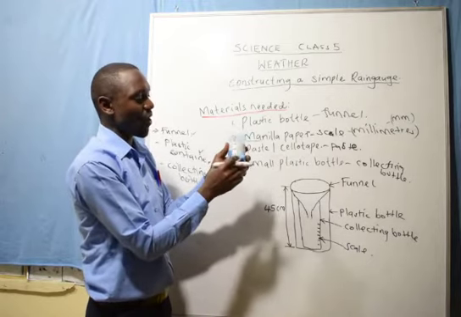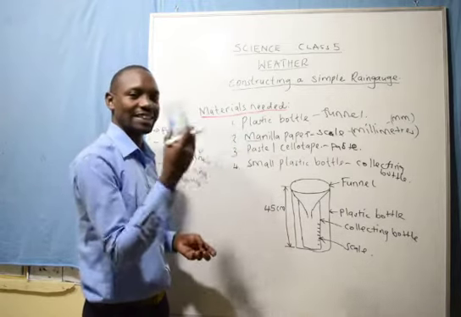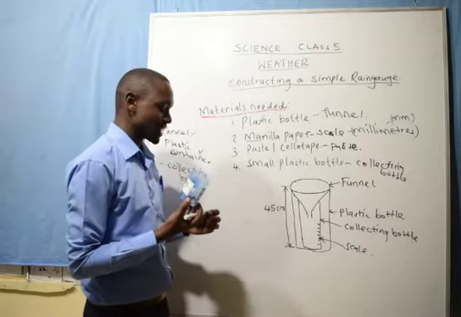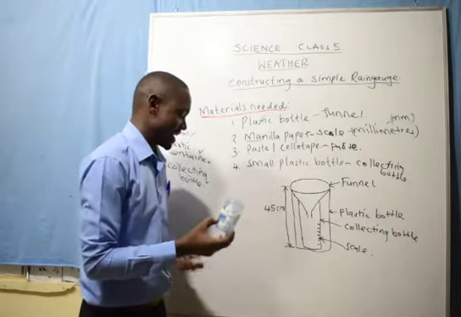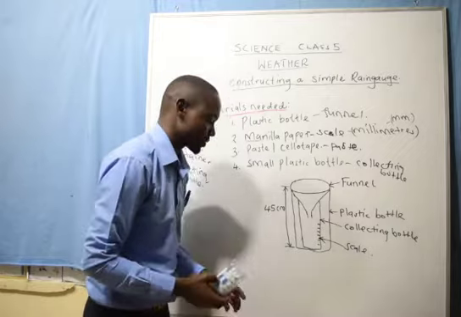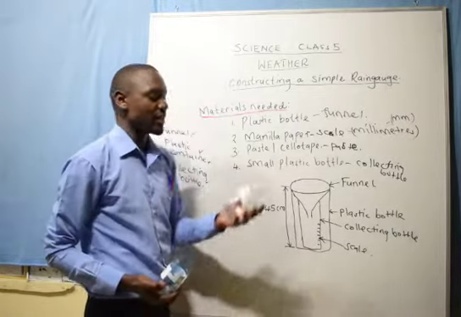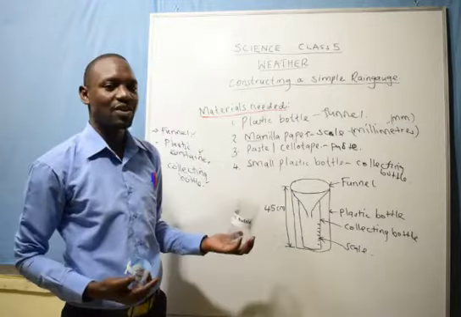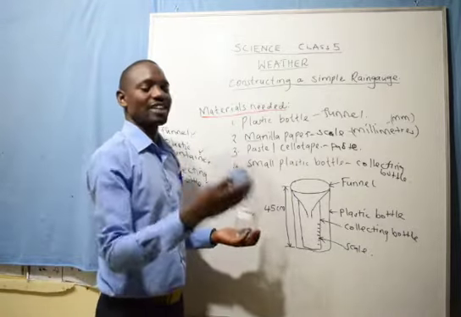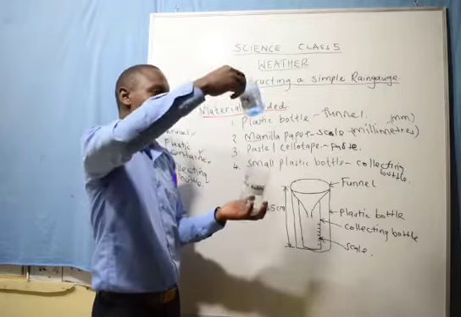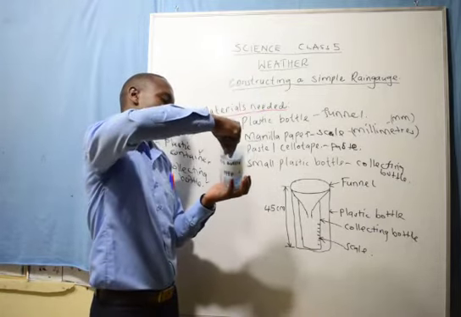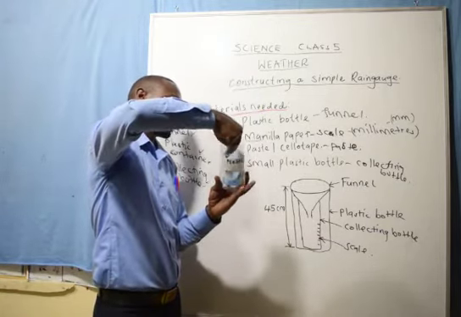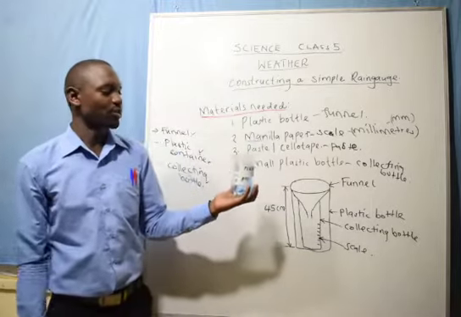You paste the scale onto the small collecting bottle. After that, you assemble your materials so that you can have your rain gauge. Take the plastic bottle and place it gently on the ground. Take the small collecting bottle and place it inside the plastic bottle. So that is how you do it.